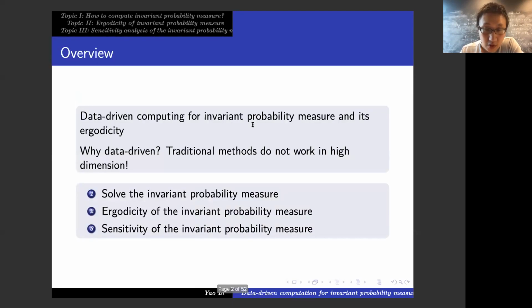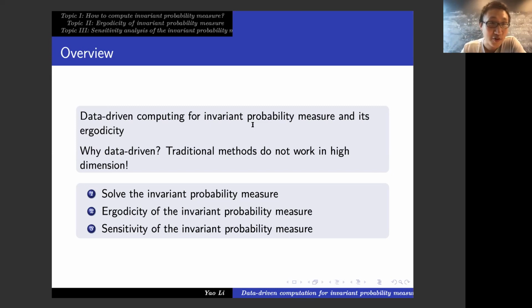Basically, we are going to use simulation data to estimate either the invariant probability measure or its ergodicity, meaning how fast it converges to the steady state. So why do we use the data-driven approach? It's because the traditional methods in general only work in 2D, and you will need lots of preparation and computing resources to do 3D and higher than 3D. So it does not really work.